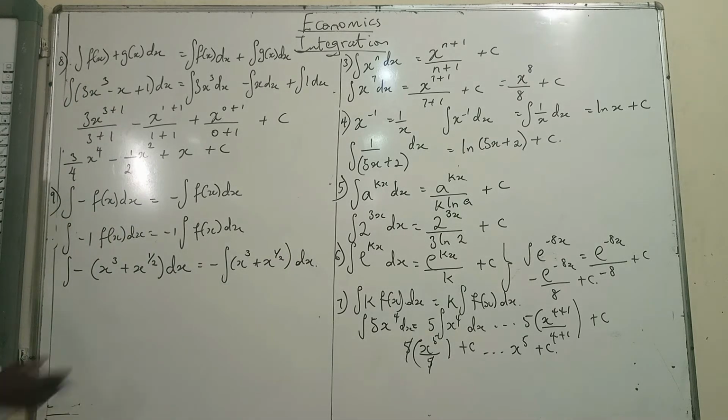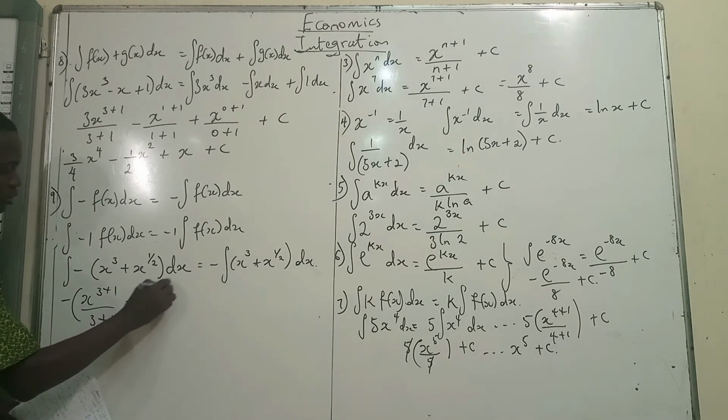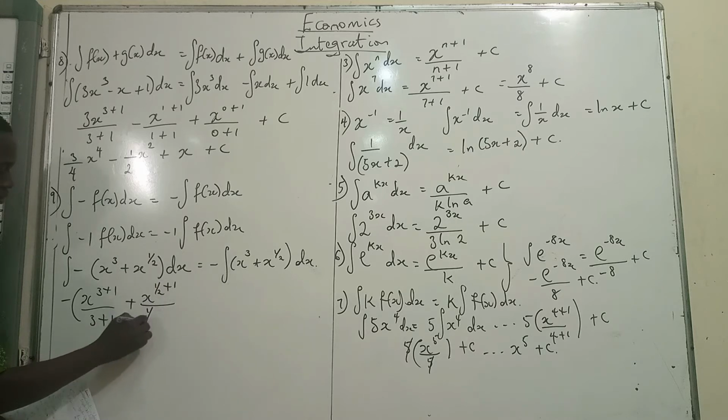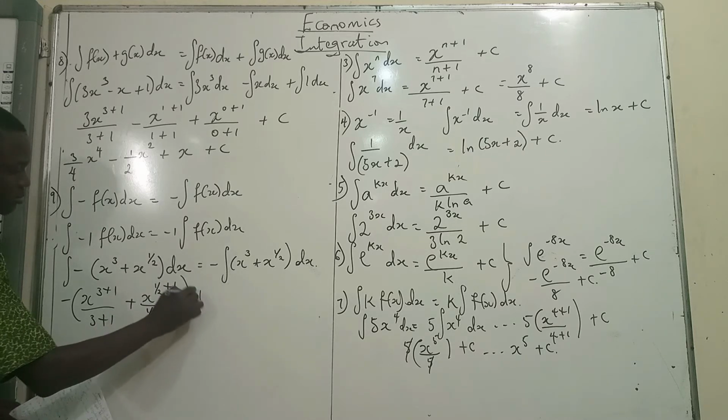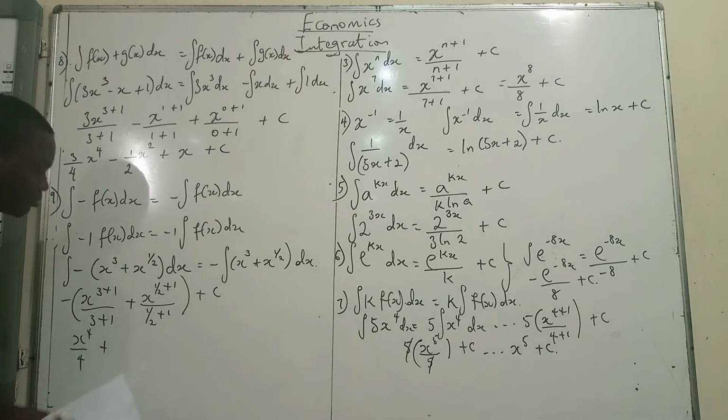Okay, cool. Now when we integrate that, we have a minus outside. We have x raised to power 3 plus 1, in brackets, divided by 3 plus 1, then plus x raised to power half plus 1 divided by half plus 1, then just plus c outside. This is going to give us x raised to power 4 divided by 4, then plus half plus 1 is 1 and a half, and 1 and a half is 3 over 2, basically.